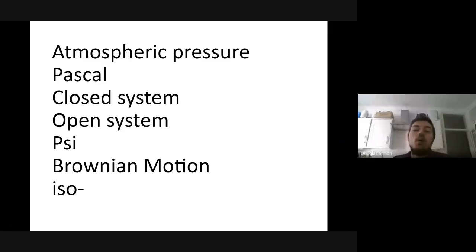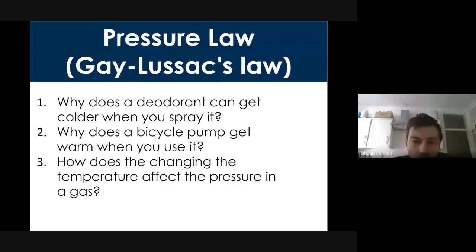Okay, today's lesson is going to be on the pressure law. It's also known as Gay-Lussac's law, but you very rarely ever see this term. It's usually just known as the pressure law, or sometimes not even known as the pressure law. It's just known as a mathematical relationship, but it's worth knowing of these names. So 3 questions for you to think of. So pause the video now and think through these questions.